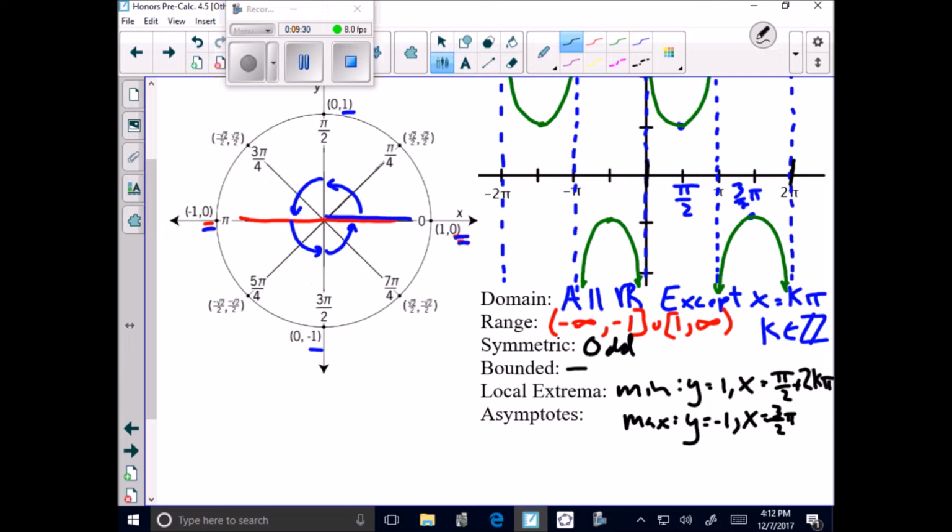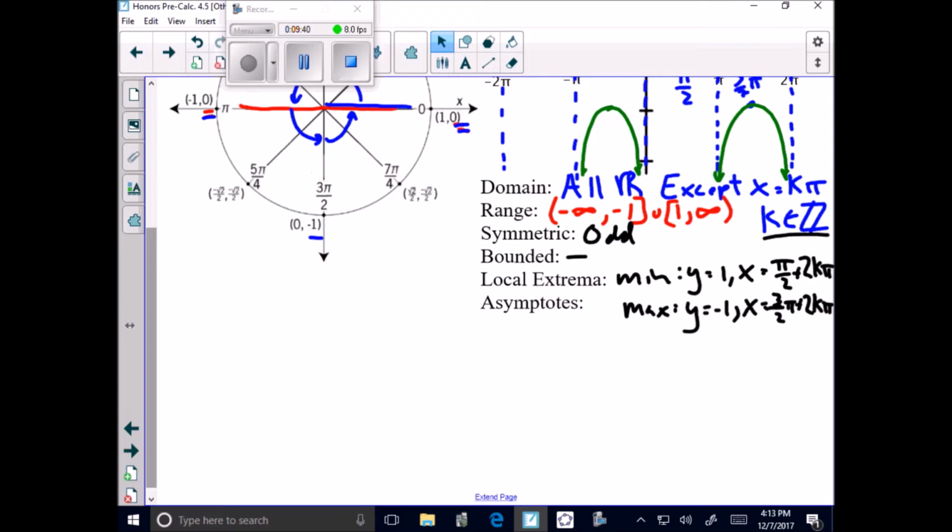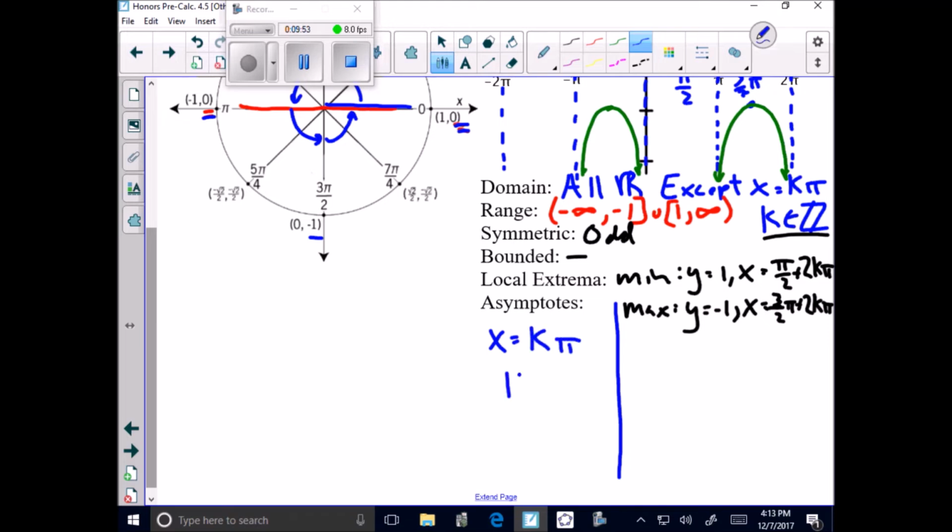And then right here we can say that it's going to happen at every coterminal angle again, so we would say plus 2k pi, where k is an element of the integers. Finally, right here we can say that as far as asymptotes go, we again get them wherever we have a y value of 0, which are the integer increments of pi, the rotations that land us on the x-axis. So right here we can say x equals k pi, where k is an element of the integers.